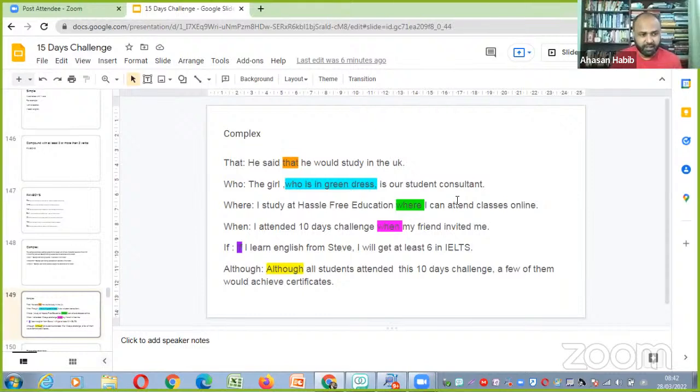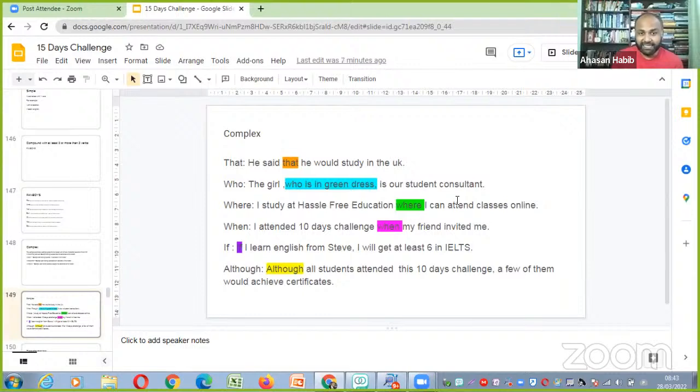Do you understand? Right? Now, where: I study at Hasselfee Education, where I can attend classes online. Using where, you are making complex sentences. I study at Hasselfee Education, where I can attend classes online, right? Also you can say, I can go to Hasselfee Education, where I can process my student file completely free of charge, right?